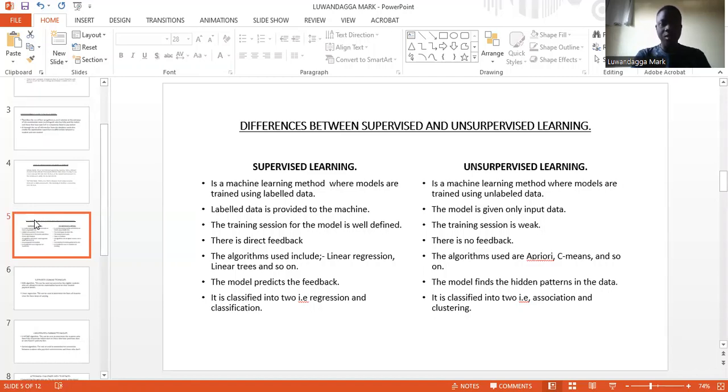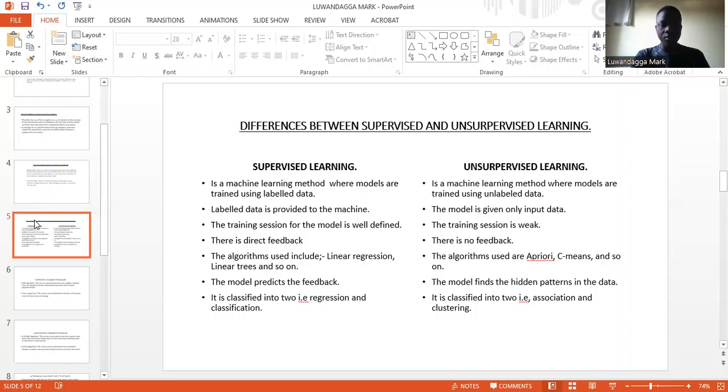Also, labeled data is provided to the machine in supervised learning. In unsupervised learning, the machine is given only input data. It will output data, but based on what it has got from its environment.